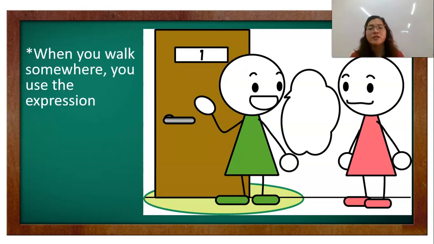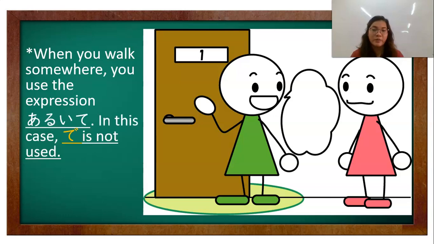When you walk somewhere, you use the expression aruite. In this case, de is not used. Hindi na ginagamit si particle de kung naglalakad ka lang, since ginagamit mo yung paa mo, hindi ka naman gumagamit ng ibang sasakyan or tools. So you use aruite. This expression means on foot or by walking.